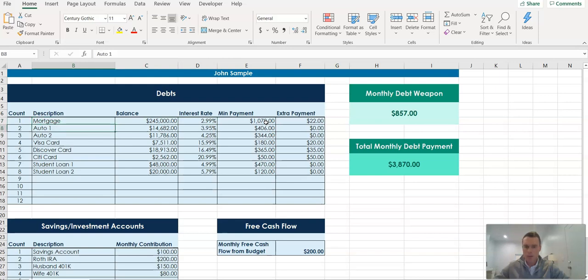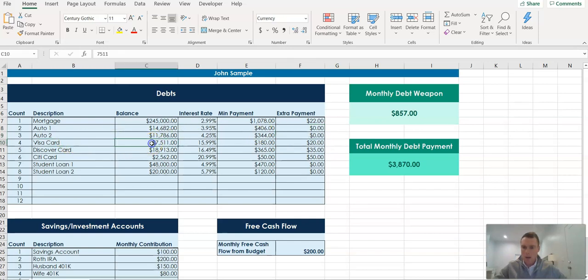Everything else should hopefully be self-explanatory. We've got a couple of car loans here with the principal balances, interest rates, minimum payments owed on those, and extra payments. In this example, they're not making any extra payments towards the car payments. And then we've got a few credit cards here.